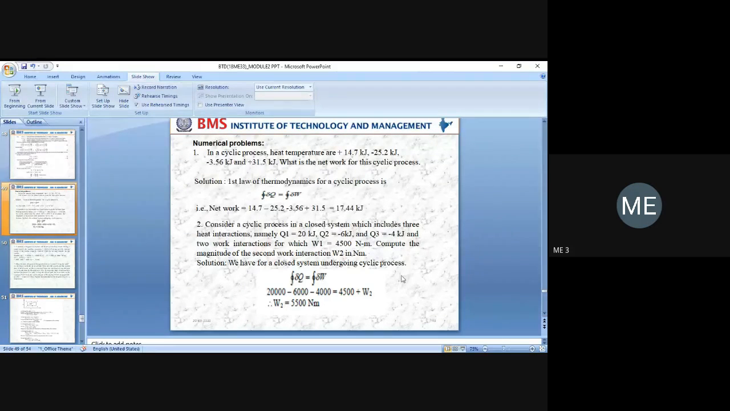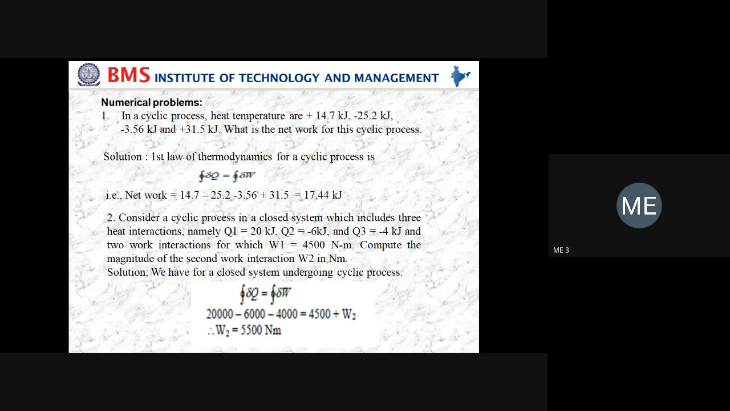Okay. So now I'll solve one simple numerical problem. As I said, you have to remember one simple equation, that is Q minus W equals delta U. So you see the first problem: in a cyclic process, the heat transfers are plus 14.7 kilojoules, minus 25.2 kilojoules, minus 3.5 kilojoules and plus 31.5 kilojoules. What is the net work done for this cyclic process?